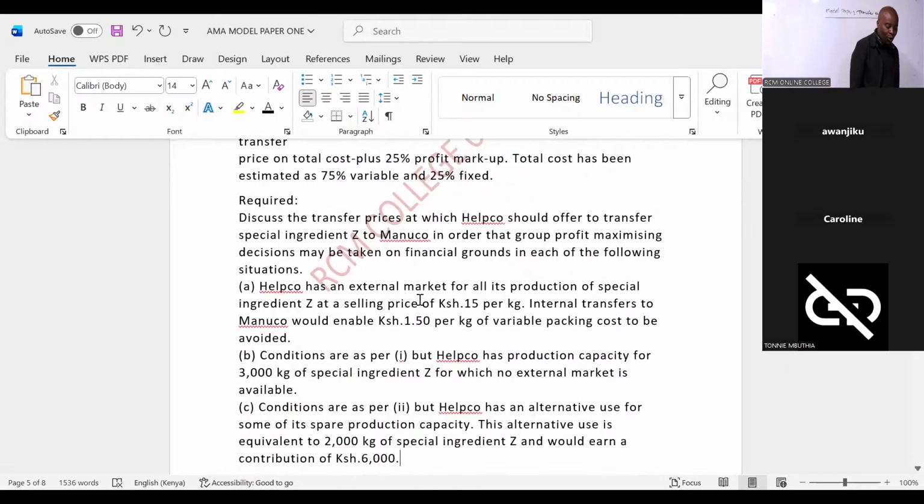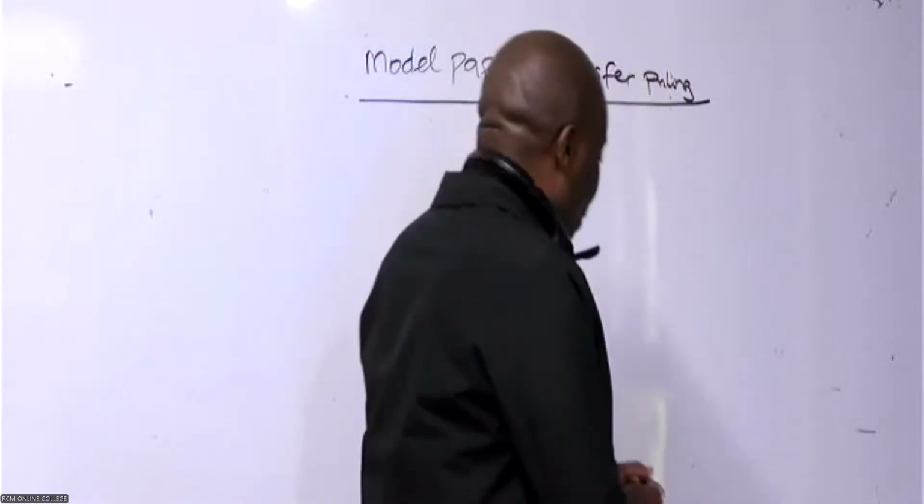A, BOK has an external market for all its production of special ingredient Z at a selling price of Kenya shillings 15 per kilogram. Internal transfers to Manuko would enable Kenya shillings 1.5 per kilogram of variable packing cost to be avoided. So we start with scenario A. So scenario A, what do we have?